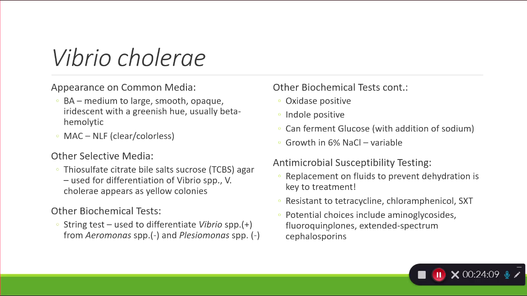On common media, blood agar, it has a medium to large, smooth, opaque, iridescent colony with a greenish hue. It's usually beta hemolytic and a non-lactose fermenter. Other selective media include TCBS agar, which is used for the differentiation of Vibrio species or Vibrio cholerae. For other biochemical tests, we can do a string test, which is used to differentiate Vibrio from Aeromonas and Plesiomonas. That's important to know. They are oxidase and indole positive. They can ferment glucose, and they do grow in 6% sodium chloride.